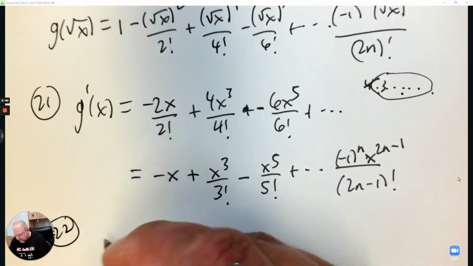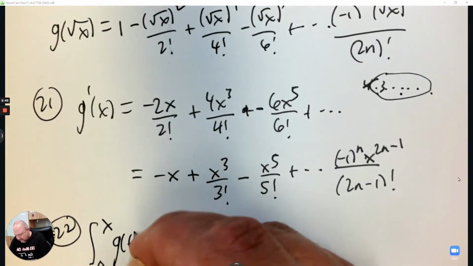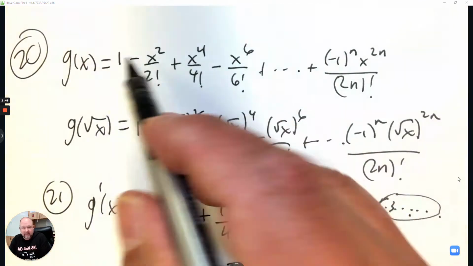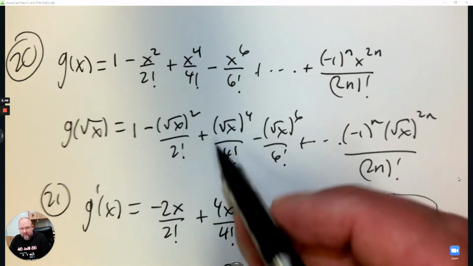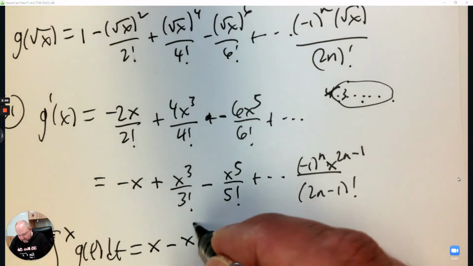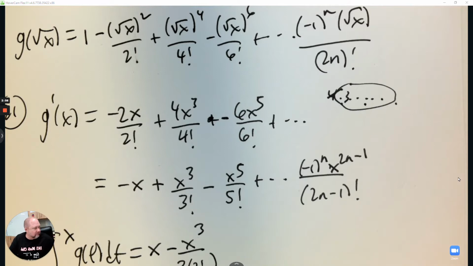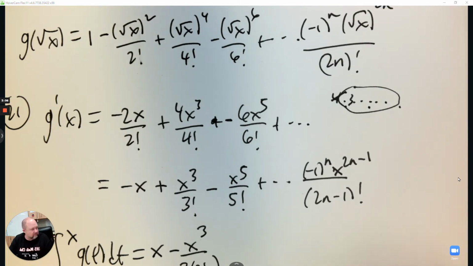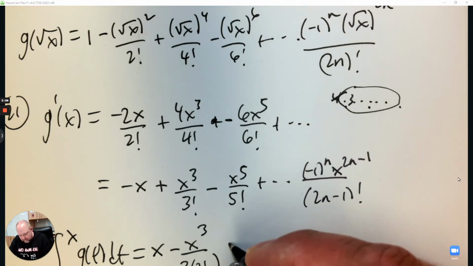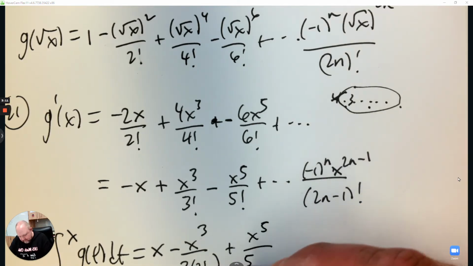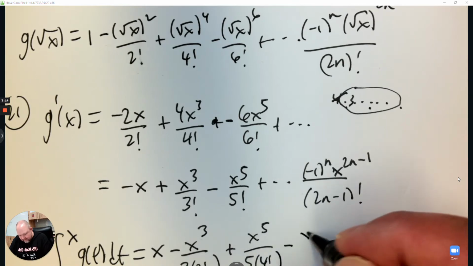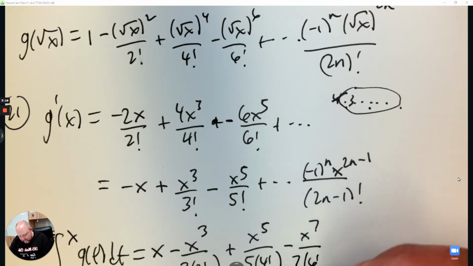22, integrate from 0 to x, g at t, dt. So I'm going to integrate. So integrating 1 gives x, and then add 1 to the exponent and divide. You're going to see what happens. Add 1 to the exponent and divide by that exponent.